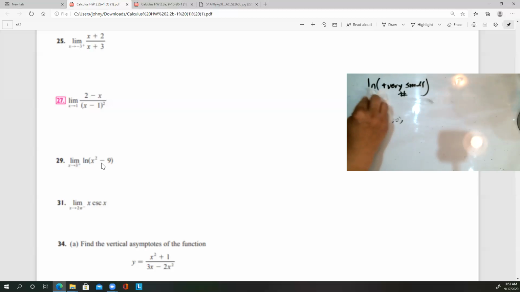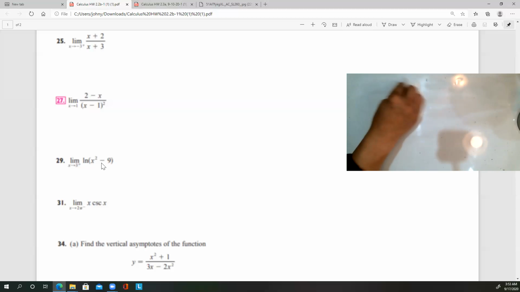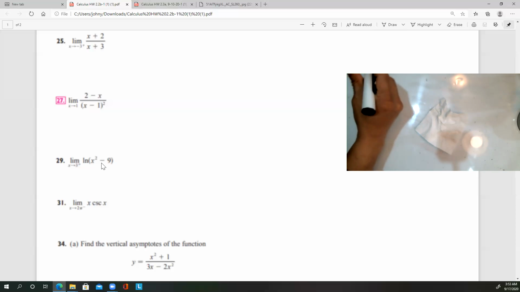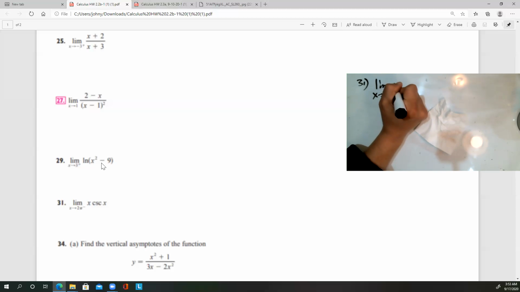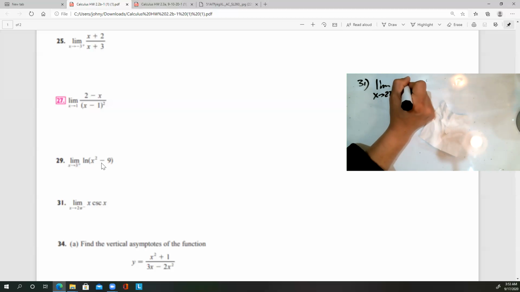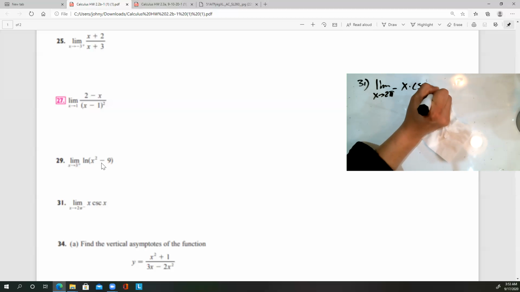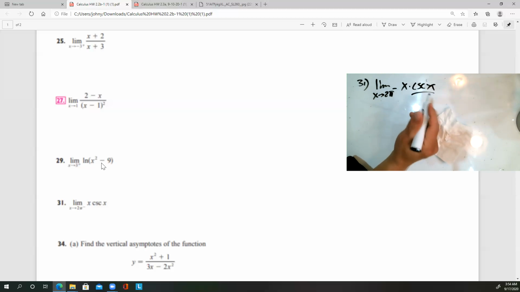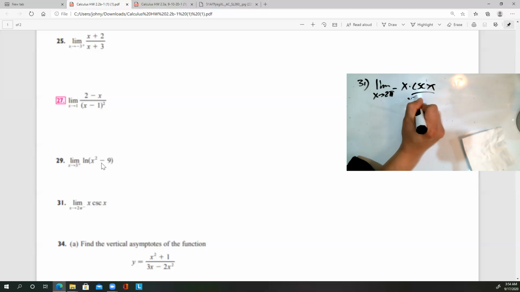31, I'm just going to give you a little bit of a hint on number 31. It's a little bit tricky, but let's see how 31 works. The limit as x approaches 2 pi from the negative side of x times cosecant of x. Well, we know what the cosecant function is. It's the reciprocal function of sine. If you don't know, the s is in the middle here. That's how you remember it. The s stands for sine. It's the reciprocal of the sine of x.